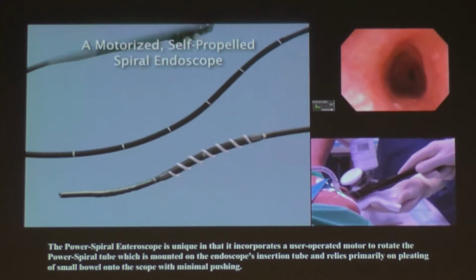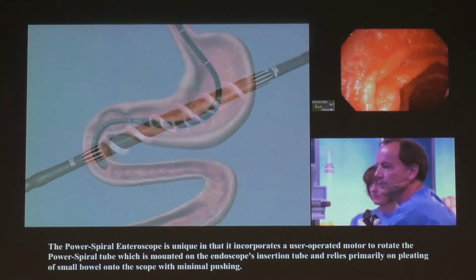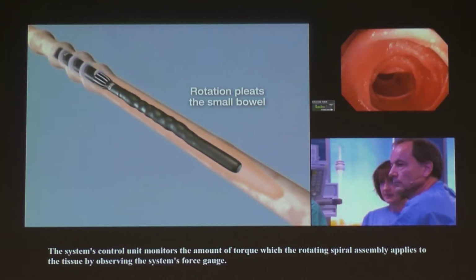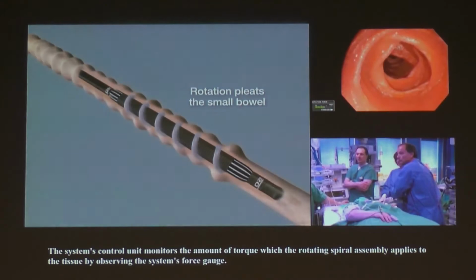This is a Professor Neuhaus video. The power of spiral endoscope is unique, that is incorporated user-operated motor to rotate power spiral tube, which is mounted. This system control unit monitors the amount of torque which the rotating spiral accessibly applied to tissues by observing the system force gauge.